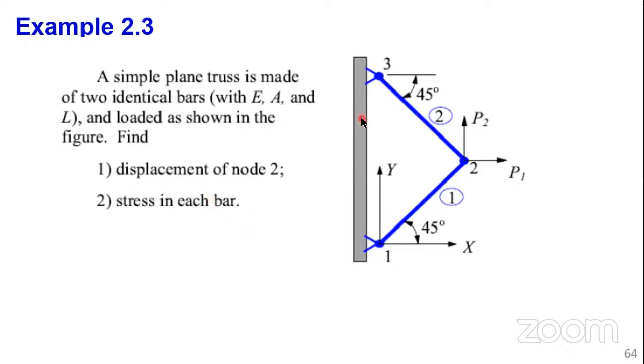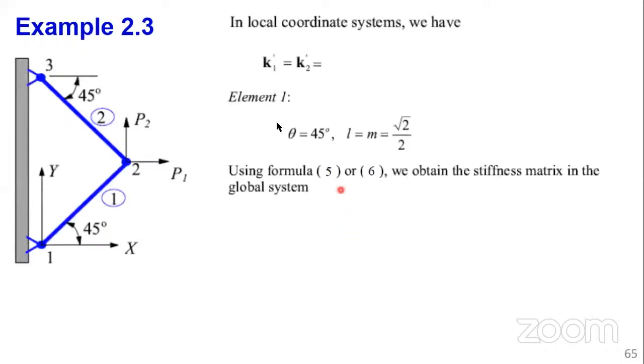So you're given a simple plane truss made of 2 bars. I'm moving ahead because I can see no question raised so far. You're given the material property E, and the geometry A and L. There's a load applied at node 2, P1 and P2, horizontally and vertically. You are required to determine the displacement at node 2, and of course, the stress in each of the bars. Okay, let's go straight ahead with this.